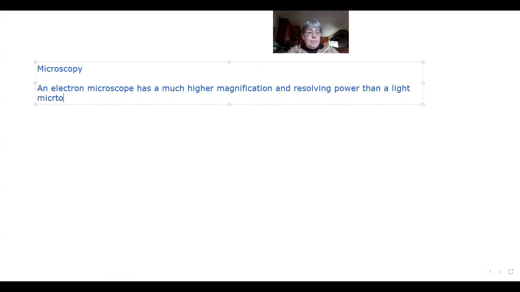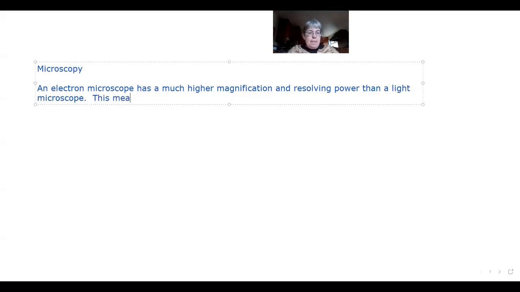You can blow things up as large as you like, so you can have quite high magnification with light microscopes, but the key thing is that it has a better resolving power. That's to do with how close together two things can be and still be seen as separate. It's all to do with physics, really. You just need to know it has higher resolving power than a light microscope. That's quite easy, isn't it?